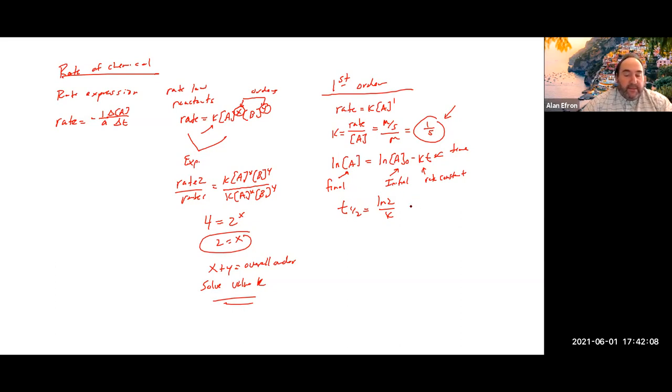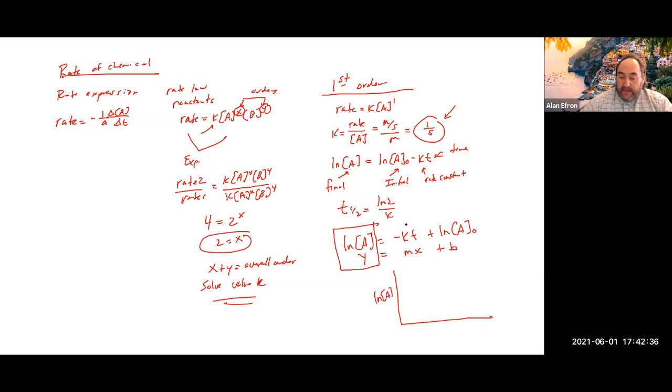When we look at this, though, we could rearrange this equation to the natural log of A is equal to minus kt plus the natural log of A naught. And when we rearrange this, this is based on a straight line, y equals mx plus b. That means that on the y, what we typically graph for first order is the natural log of A. On the x is t, and that gives us our straight line there that we would expect, where the slope of that straight line is equal to the rate constant.